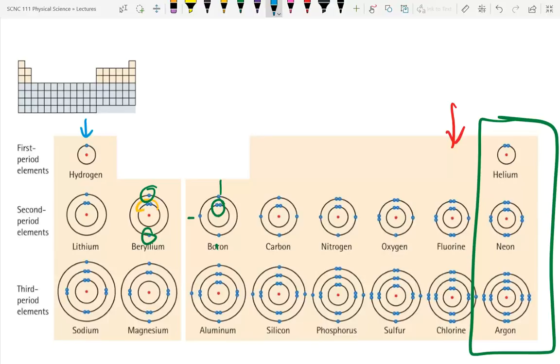So that's some basics of the periodic table. Any questions on the periodic table before I move to the nucleus?